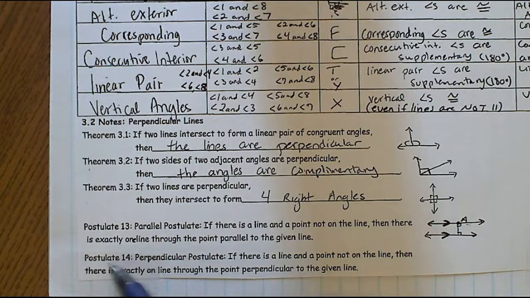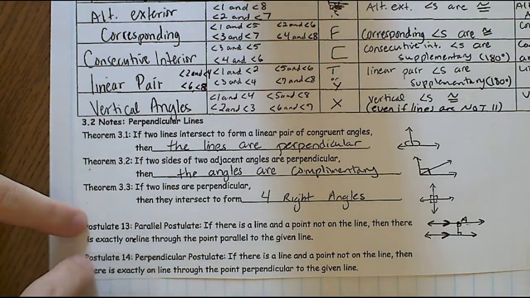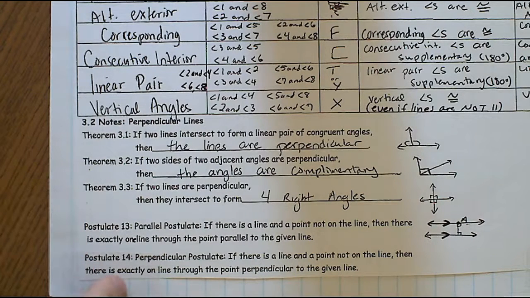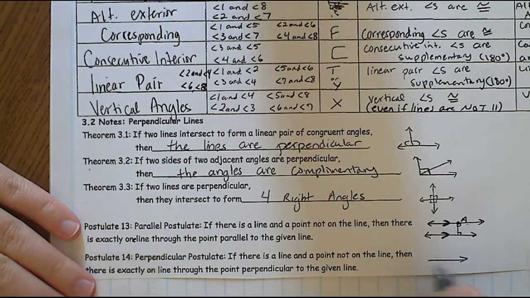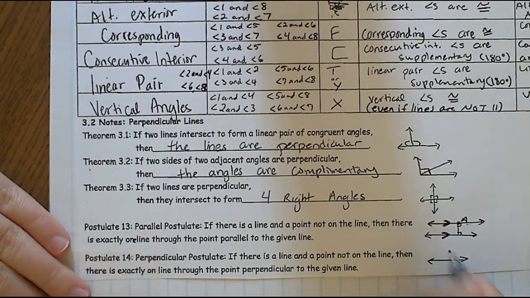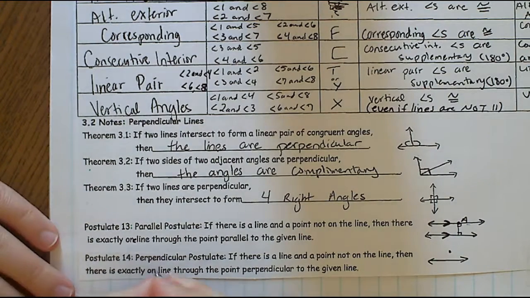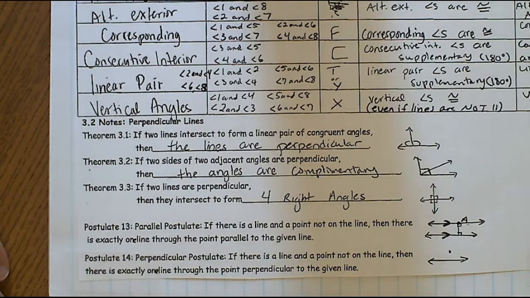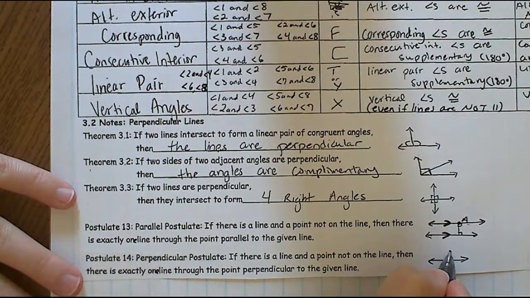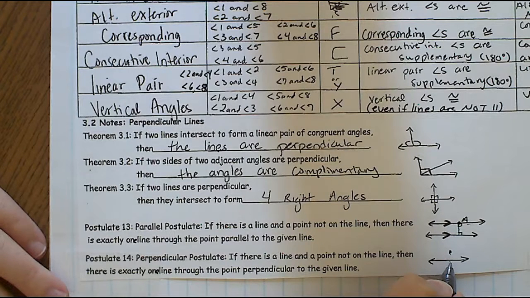Which kind of leads into postulate 14, which, by the way, you don't need to memorize the numbers for. You just want to understand what the postulates are saying so that you can answer a question or explain or support a claim. The perpendicular postulate says if there's a line and a point not on the line, I'll draw the same diagram, then there's exactly one line through the point perpendicular to the given line. If I were to try and draw a line through this point so that it crosses this other line at a 90-degree angle, there's only one way to do that.